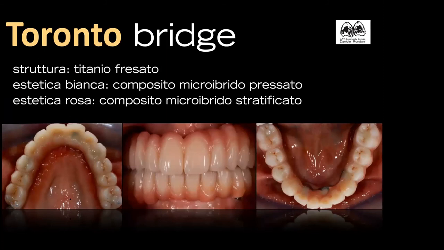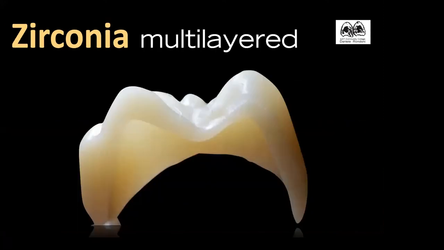Toronto Bridge with titanium plus a composite structure. A Toronto Bridge made with a titanium structure and aesthetically made or pressed microhybrid compounds. The last type of material, multi-layered zirconia.